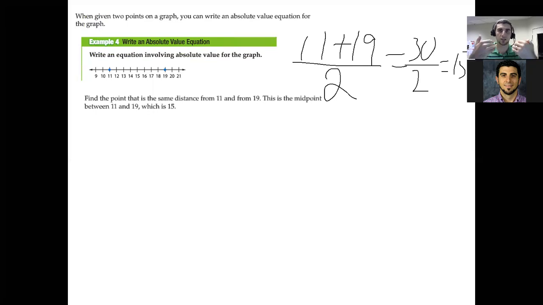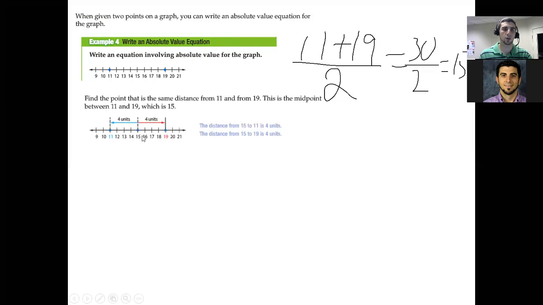So I want to find the point that is the same distance from 11 and 19. The easiest thing is to find the middle number, which you just add the two numbers and divide by 2. That's a lot easier, especially if you have decimals or fractions in your problem. So that's the midpoint. And remember, my rule is that you want to do the absolute value of x minus the middle number equals the amount that number can go up or down. So I can go up or down 4 units from 15. So the equation is going to be the absolute value of x minus 15 equals 4.